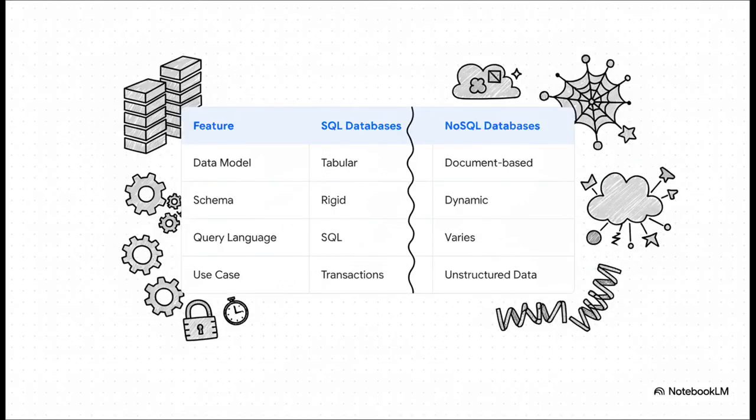So this chart kind of brings it all together. Look, the choice isn't about which one is better. It's about what's right for your app. Do you need that super strict transactional integrity of SQL for something like, say, financial data? Or do you need the agile, scalable flexibility of NoSQL for user profiles that are constantly changing?